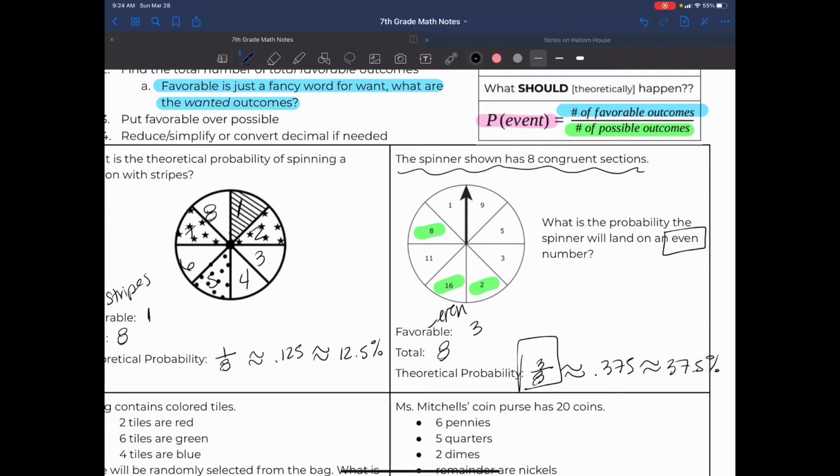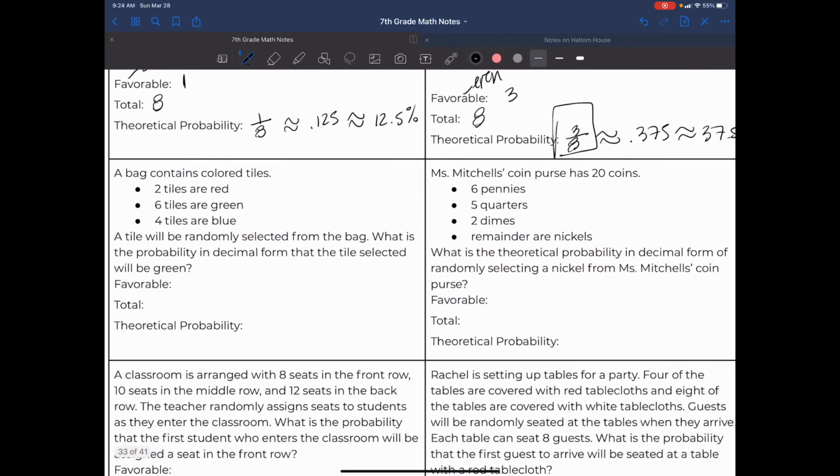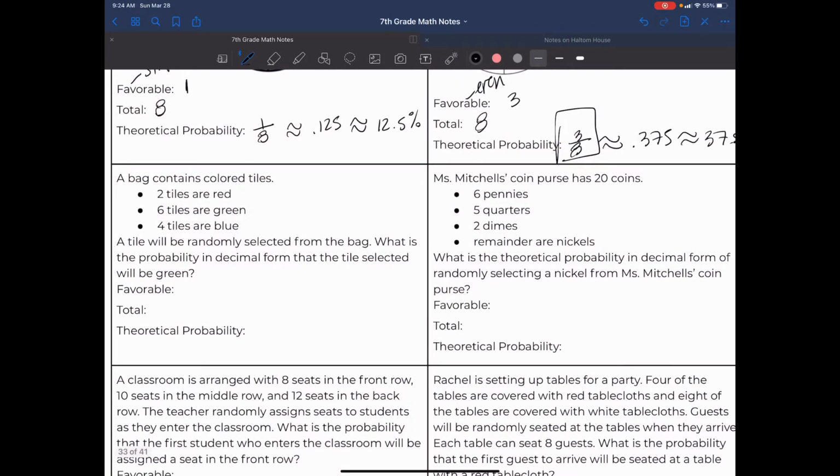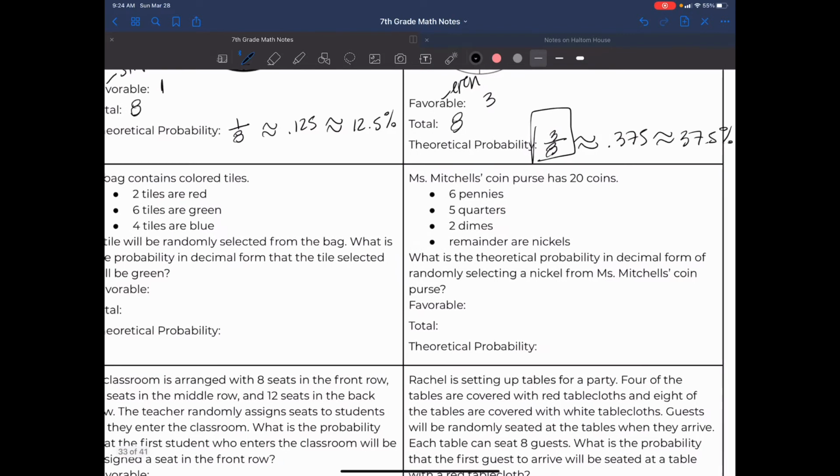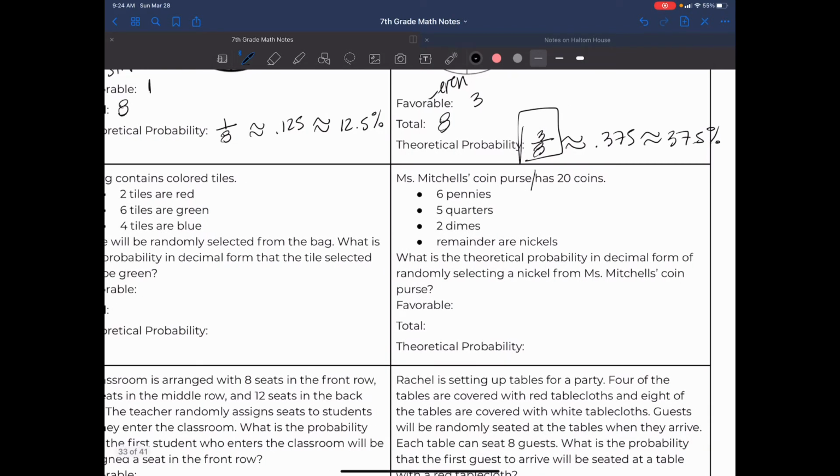All right, I'm going to try my hand at another example so that you guys can try your hand at it. I'm going to do Mrs. Mitchell's coin purse, and then I'll have you guys try the bag that contains the tiles. So Mrs. Mitchell's coin purse has 20 coins. They just gave me the total, so I'm going to write that down. I have 6 pennies, 5 quarters, 2 dimes, and the remainder are nickels. What is the theoretical probability, in decimal form, of randomly selecting a nickel from the purse?